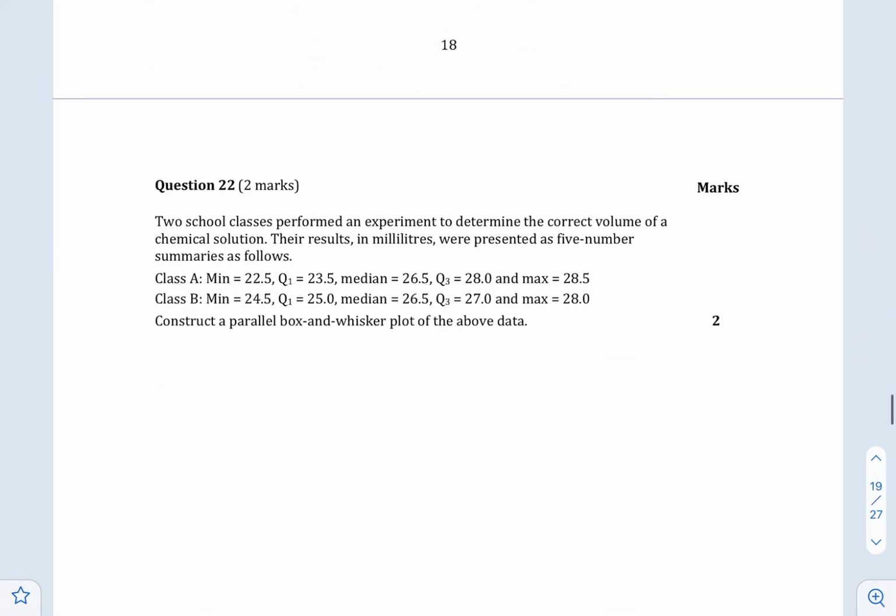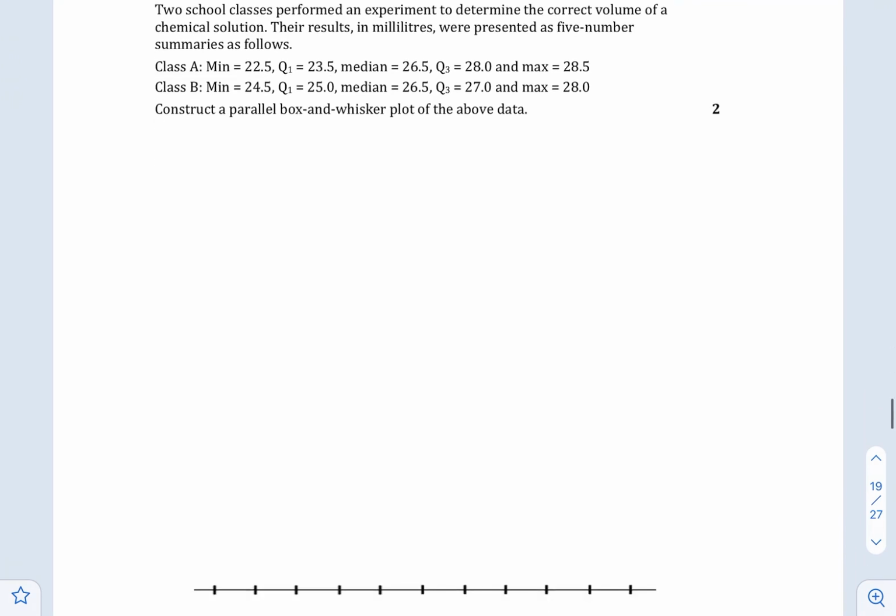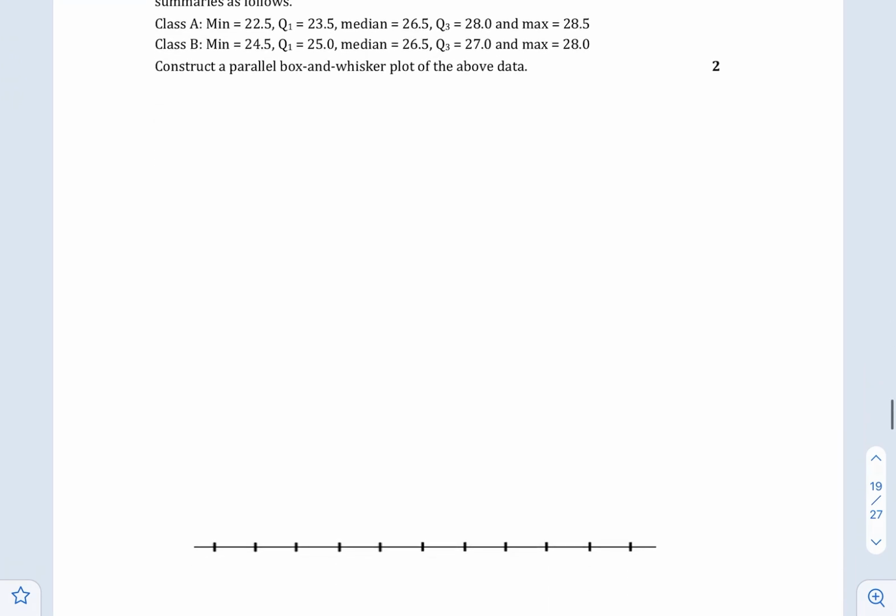Great, moving on. 22 asks us to construct a parallel box and whisker plot of the above data. Now I'm going to use the given number line here to give me a bit of a sense. And the lowest number I can see is 22.5. So I'm going to start at 22 and I'll move up by ones.